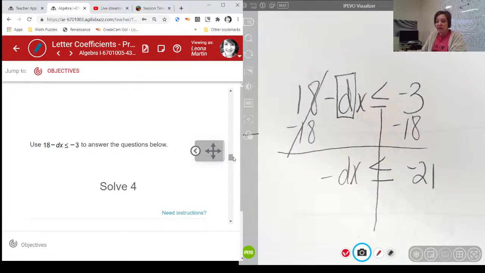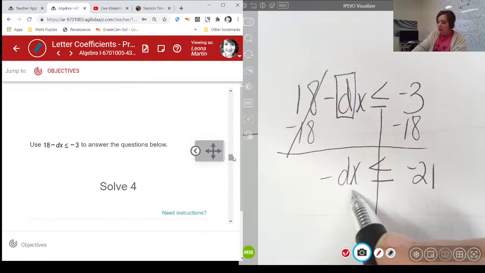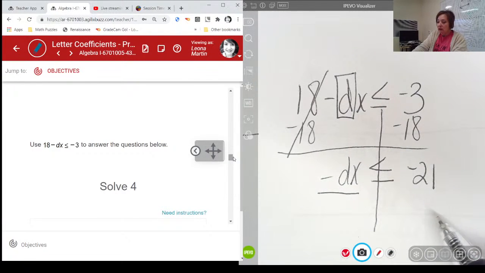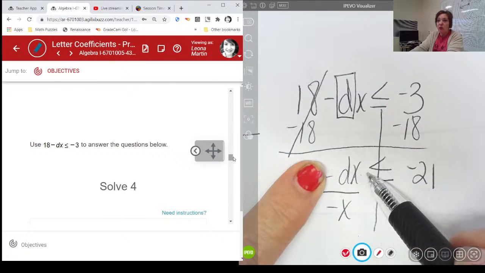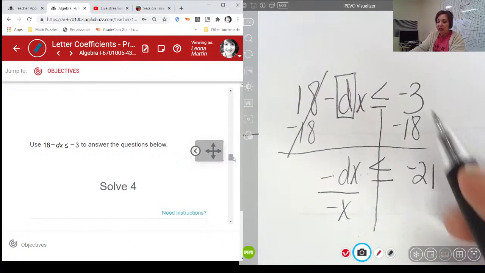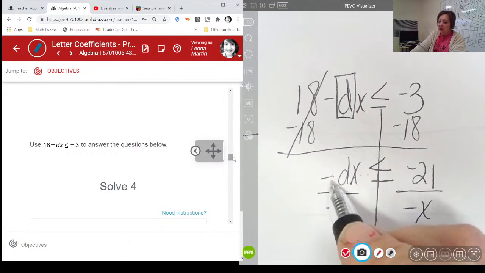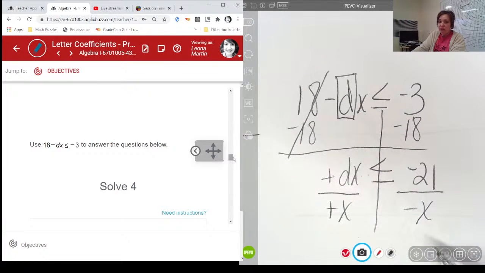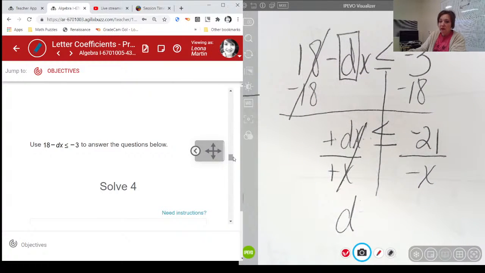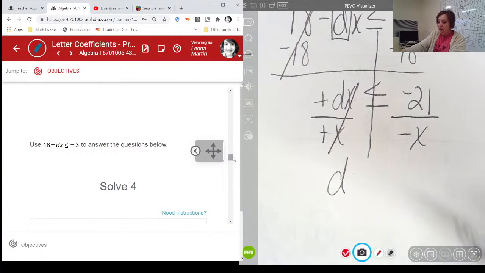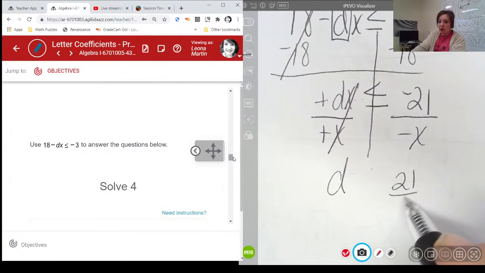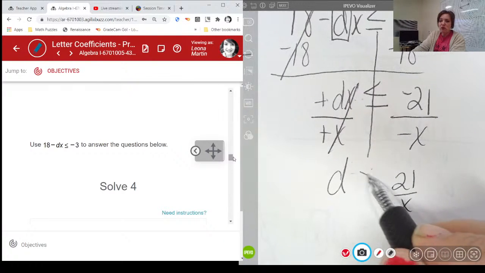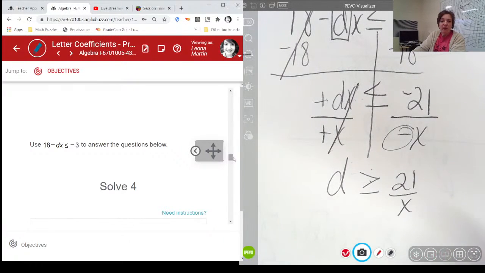And then what? And then we're going to divide by negative x. Now, that negative is not directly in front of that x, but it still applies to it, right? So we can get rid of that negative while we're dividing by x. So negative divided by a negative is a positive. X's are going to cancel. That's going to give me d. Now what? So positive 21 over x. What about my sign? We got to switch it because what? Divided by a negative, right?